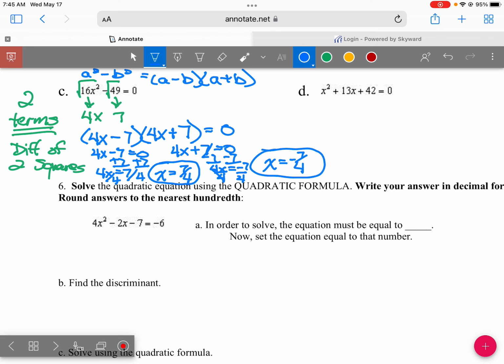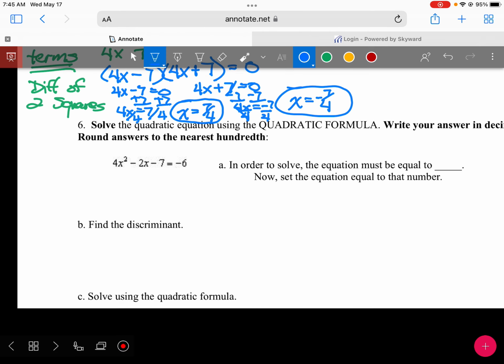So those are your two answers for letter C. Any questions on A or C? Looking at D, it's already set equal to 0. You can find your A, B, and C and use Xbox. Okay?